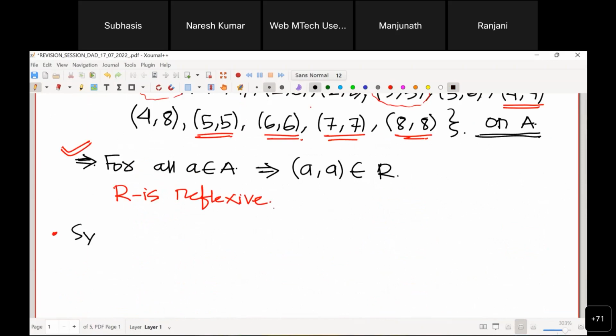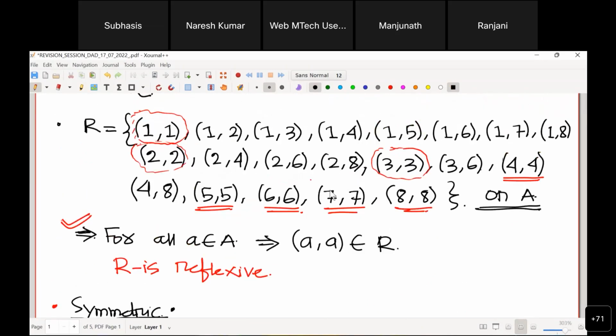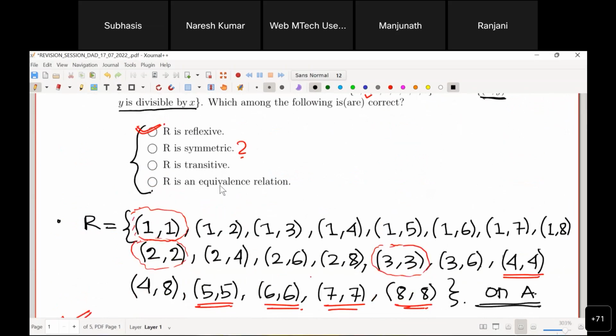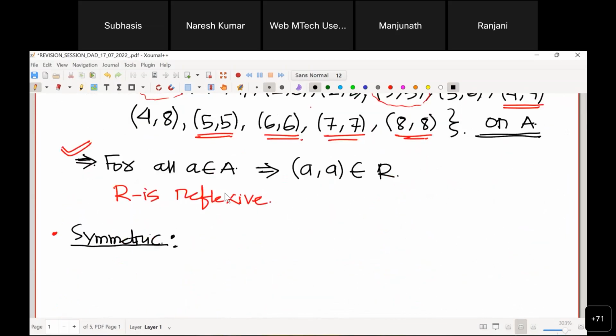If x and y follow certain conditions, if y is divisible by x, x should also be divisible by y. Yeah, that is basically what you are saying using this statement, and that is correct. But I'm asking for the mathematical way of representing it. So if x and y belong to R, then y and x should also belong to R.